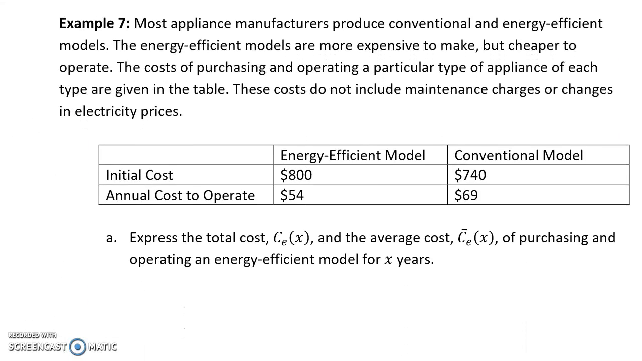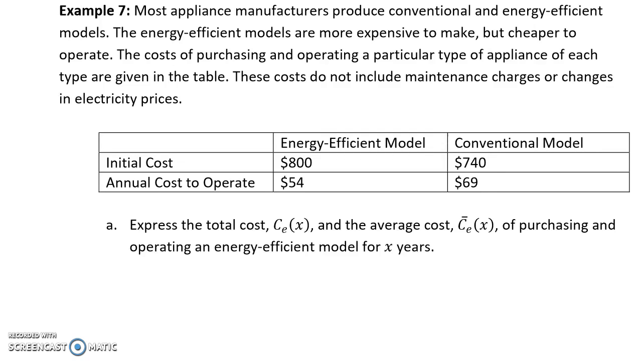So that's a situation where we're considering just a single product. We could also use this idea of average cost over time, or end behavior, to look at comparing two different products. So in this case, we have two different models of appliances, an energy efficient and a conventional model. We want to compare the average cost of these functions over time to determine which one is going to be the better purchase.